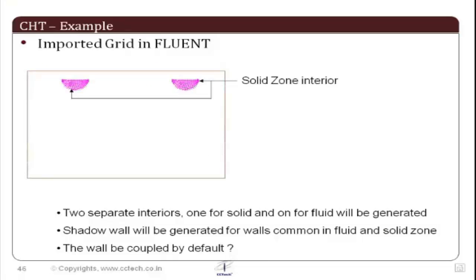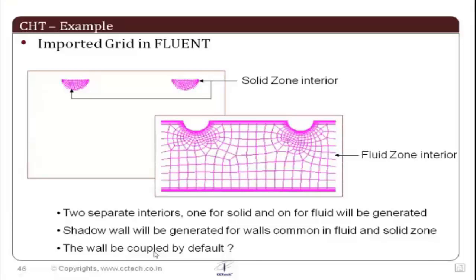This is the interior solid zone. Two separate interiors, one for solid and one for fluid, will be generated. A shadow wall is also generated for walls common to the fluid and solid zones, and the wall will be coupled by default. So this is the thing that we have to consider. This is the interior of the fluid zone, and this is the solid zone.